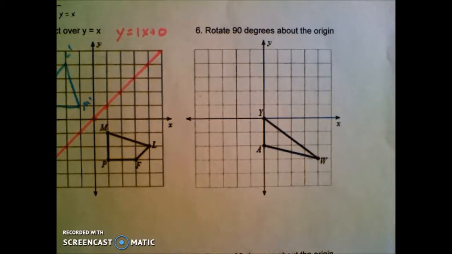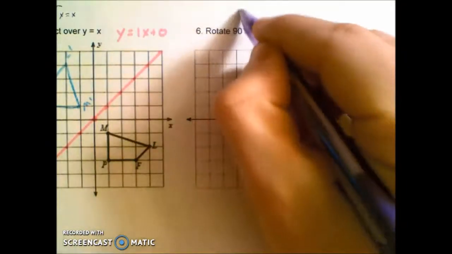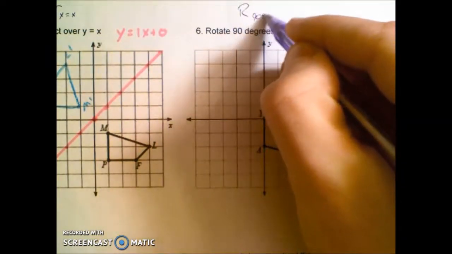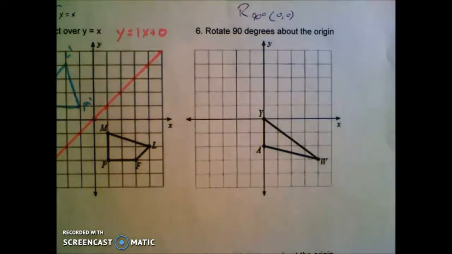Next, let's try number 6, a rotation. Rotate 90 degrees about the origin. Now, in function notation, this will be a capital R for rotation, and 90 degrees, and then the origin is 0, 0. That tells us the center we're going to be rotating around.